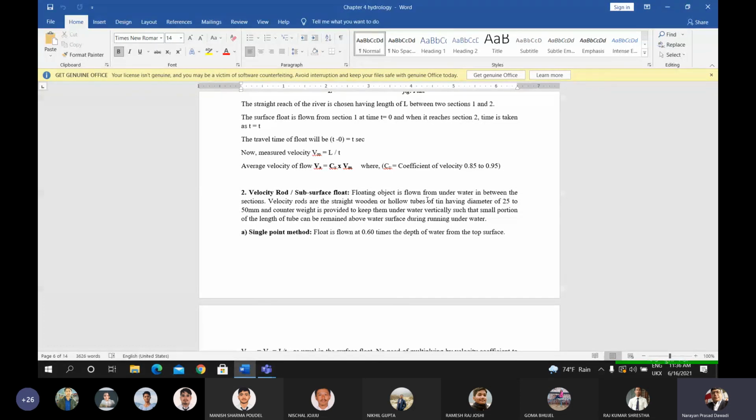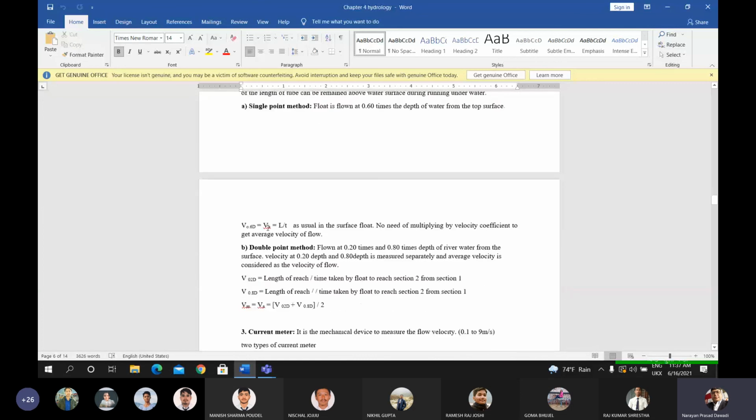In the single point method, the floating object, that is the velocity rod or subsurface float, flows at 0.6 times the depth of the flow from the top surface of the water, and the velocity is measured. The velocity measured at 0.6 depth will be the average velocity, which is given by length divided by time of travel of the subsurface float. There is no need of multiplying by the velocity coefficient to get the average velocity of flow. This measured velocity will be the actual velocity of the flow.